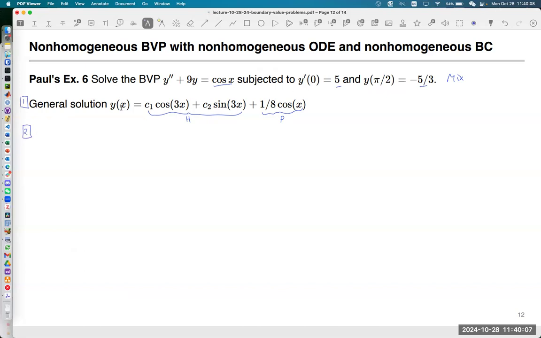So we have first derivative, so why don't we just first take the first derivative of the general solution? So chain rule, we have minus 3 C1 sine of 3x plus 3 C2 cosine of 3x plus, so cosine should be minus sine, so sine of x minus 1/8.